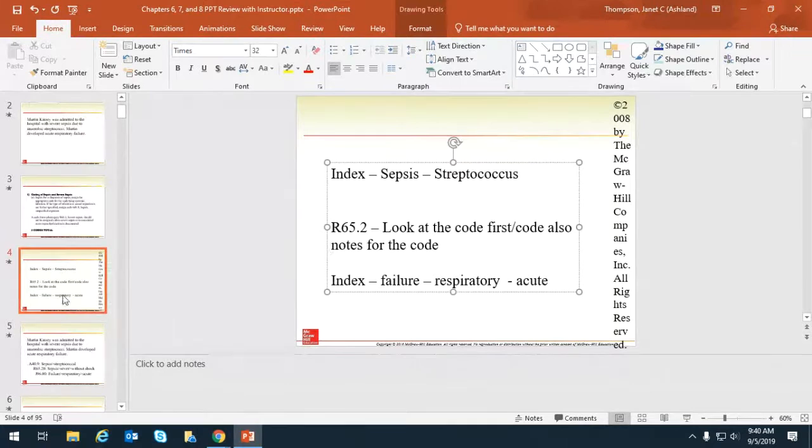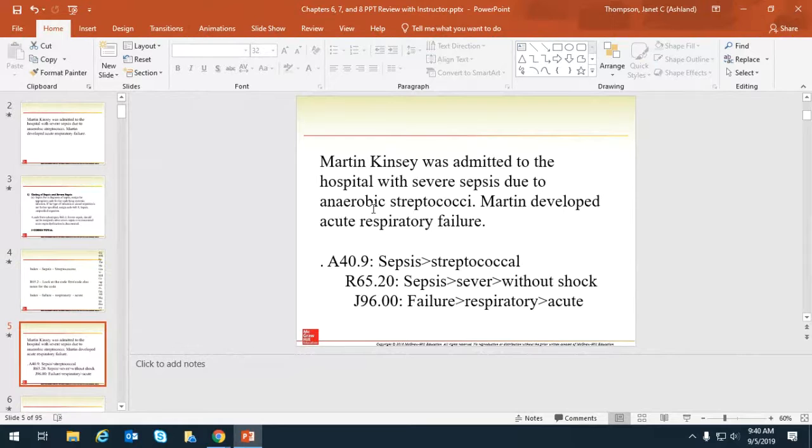All right, I'm gonna go ahead and look at his codes here. So three, he's got A40.9 for his streptococcal sepsis, R65.20 for severe sepsis without septic shock, and then J96.00 is the acute respiratory failure.